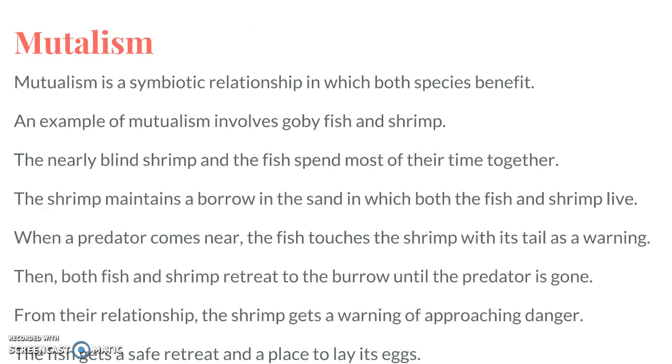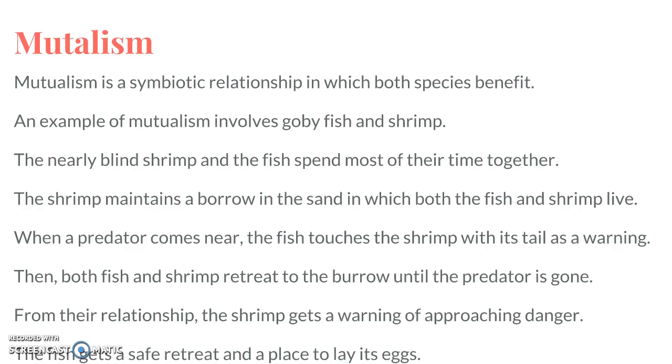Mutualism. Mutualism is a symbiotic relationship in which both species benefit. An example of mutualism involves goby fish and shrimp. The nearly blind shrimp and the fish spend most of their time together. The shrimp maintains a burrow in the sand in which both the fish and the shrimp live.